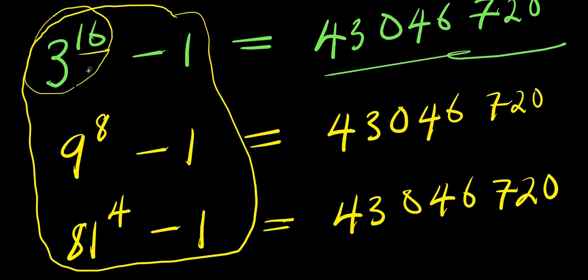Remember, 16 is simply 4 times 4. This 8 here is 4 times 2. And this is 4. So 4 times 2, 9 squared is 81. We have this. 4 times 4, 3 power 4 is 81. We have this. So they are all the same.